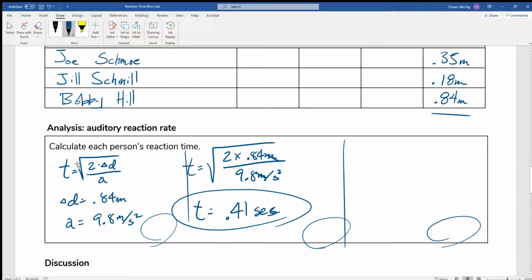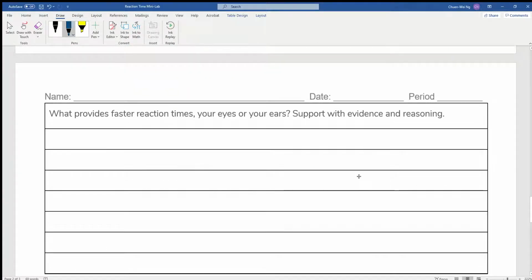And then finally, I want you to figure out down here what provides the faster reaction times, your eyes or your ears. Provide evidence. Your numbers are going to be great evidence. And then provide reasoning. Why do you think we're better at seeing than hearing? Or if your evidence says otherwise, why do you think we're better at listening than seeing? And maybe you might bring back some of the stuff you learned in biology. Is there a selective advantage to seeing better than hearing better? Or maybe we use our eyes more often, which is why they're much more trained than our ears.